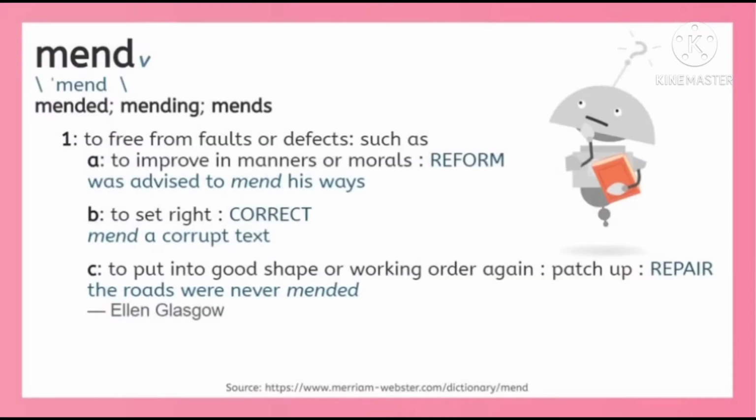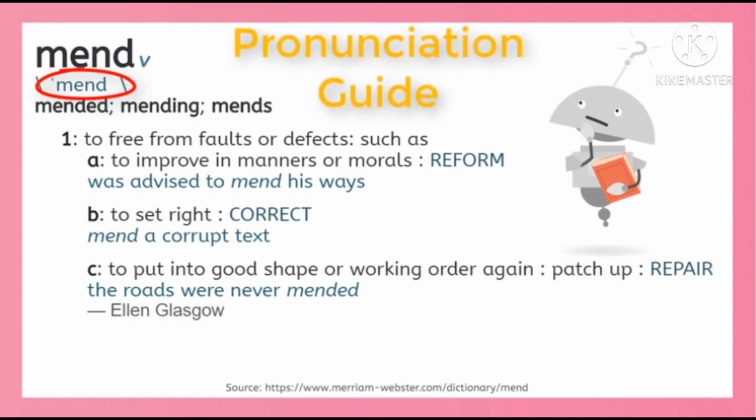This one is larger with a lot more information. Let's start with what we know. This is the dictionary entry for the word mend. Can you find the entry word? That's right, it's right here. And what's this V? Great, that's the part of speech. V is for verb. Then what's this? Perfect. That's the pronunciation guide.